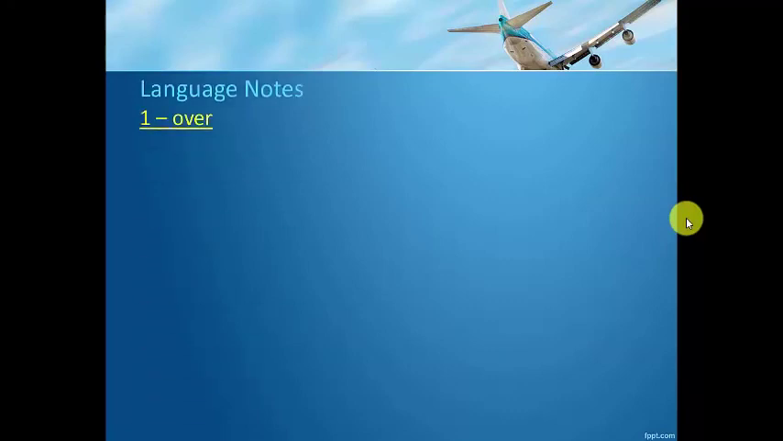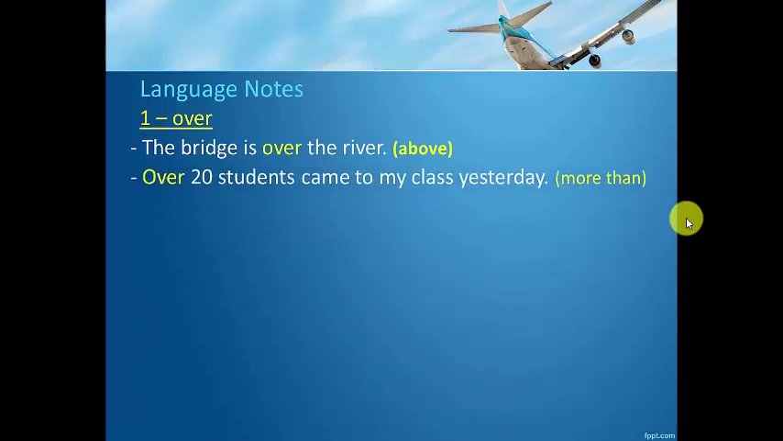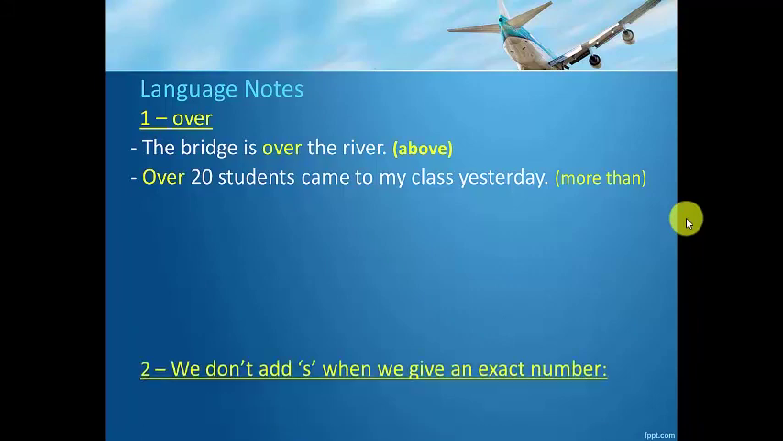We have some language notes here. First one, over. The word over has two meanings. The first one, above. Like when I say the bridge is over the river, it means the bridge is above the river. We have another meaning, more than. Over means more than. Like in this example, over 20 students came to my class yesterday. It means more than 20 students came to my class yesterday.